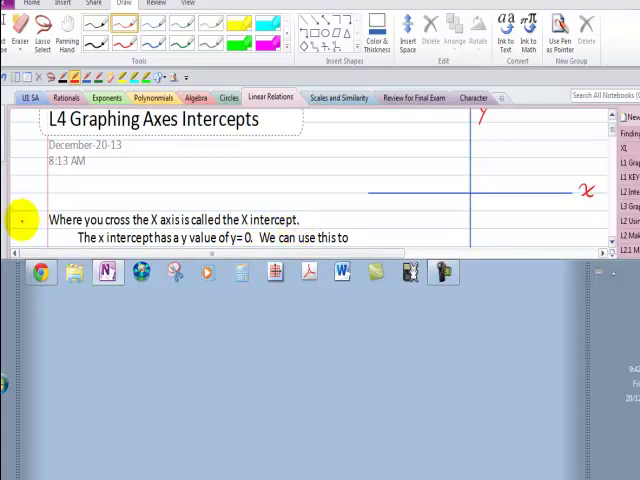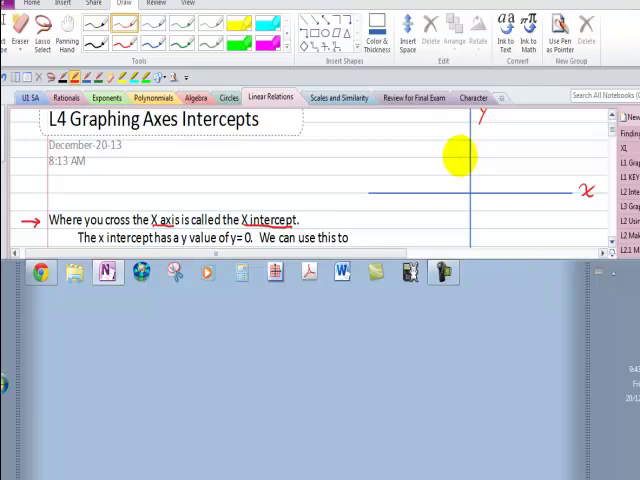Please write this down. Where you cross the x-axis, it is called the x-intercept. Please completely write intercept. What would be a good abbreviation for intercept?